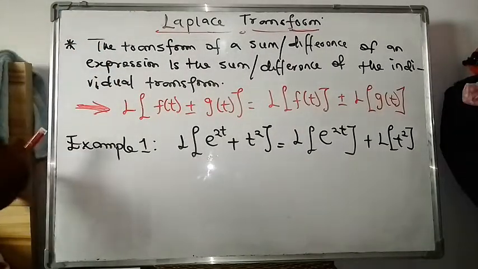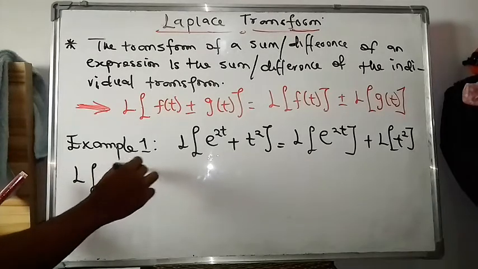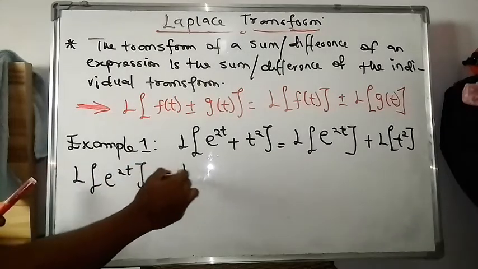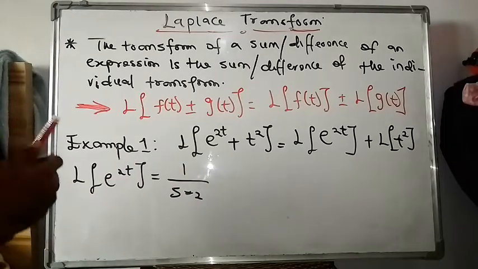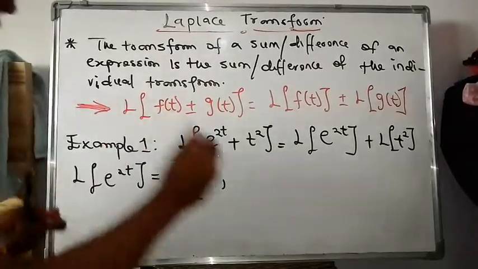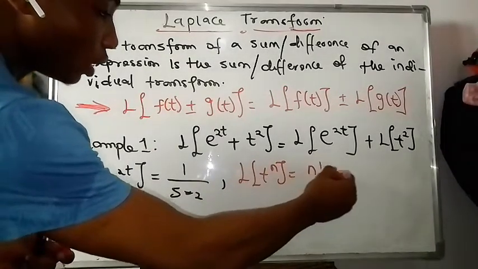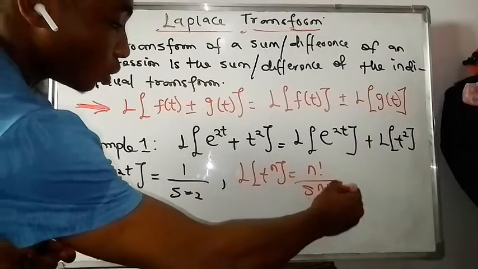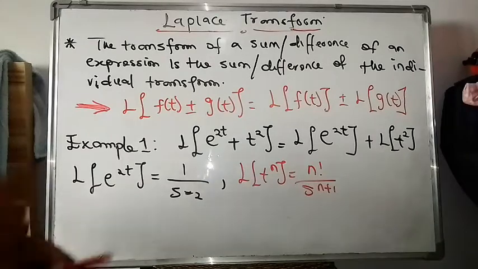So I said the Laplace of exponential 2t is equal to 1 divided by s minus 2, right? And I also said you have to find the Laplace of t squared, and I said the Laplace of t raised to the power n is equal to n factorial divided by s raised to the power n plus 1. This is based on the last derivation we did in our last video.